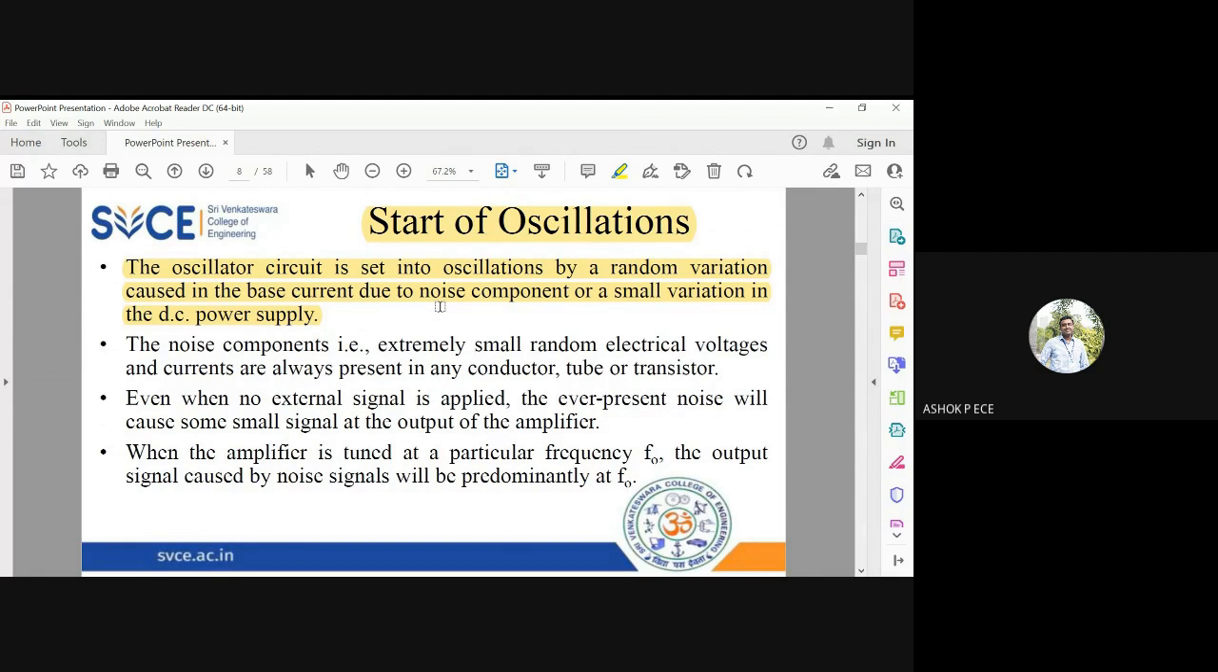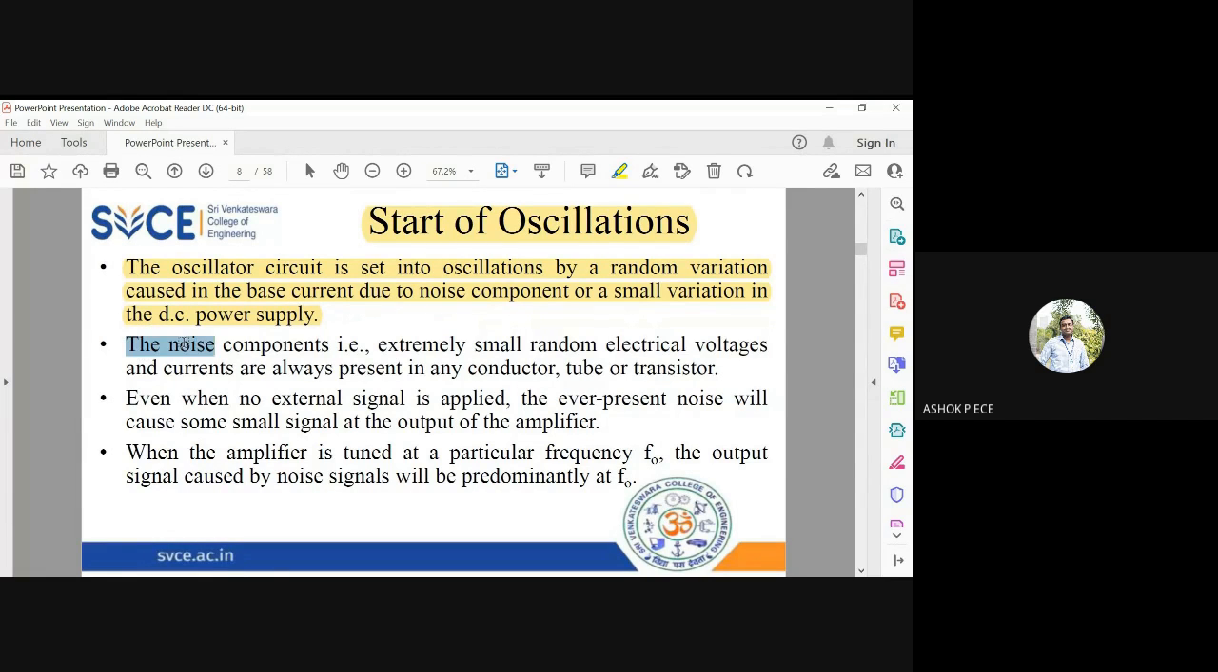When you don't give any AC signal to the base, you give only the biasing supply to the collector. So you have a lot of electrons in the base which start moving randomly. When electrons move randomly, they generate noise. And even a small variation in the DC power supply will also generate noise.